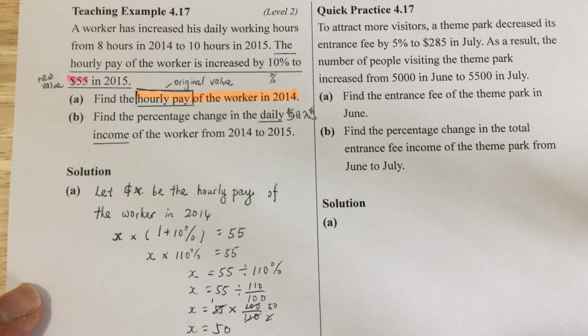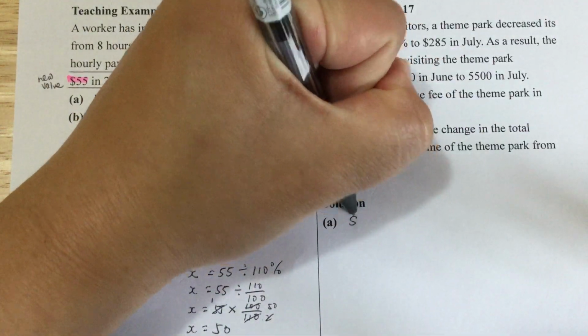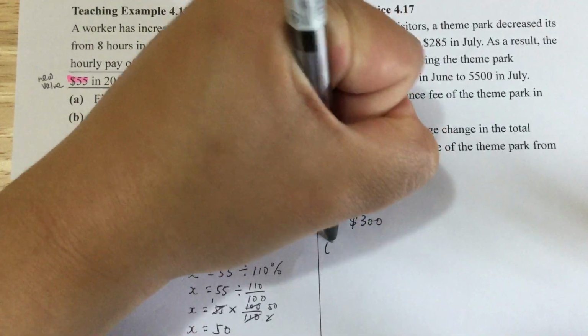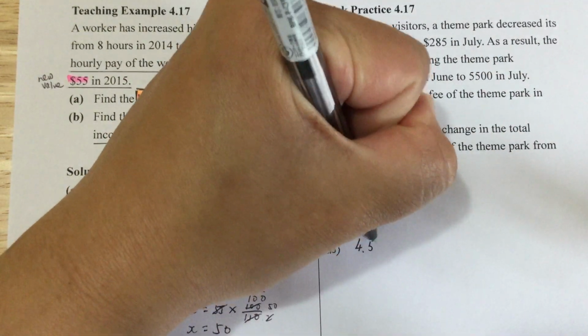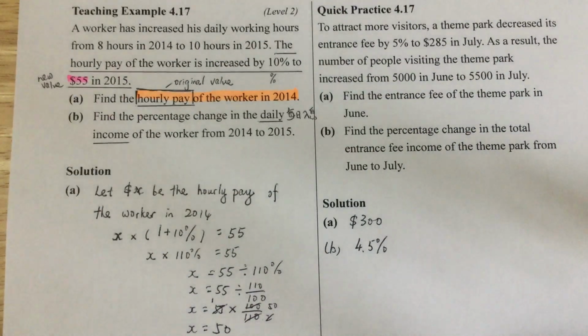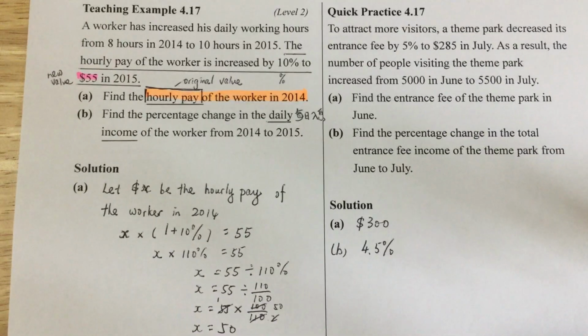Okay, for part A, the answer for the entrance fee of the theme park in June is $300. And for part B, the percentage change this time is 4.5% in the total entrance fee income. So this is the end of these questions.